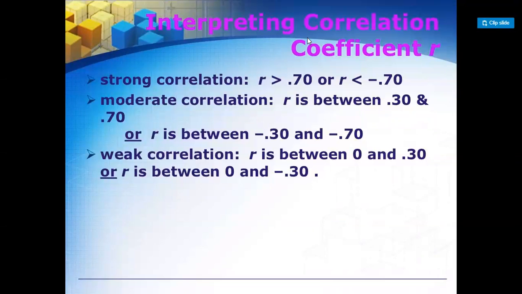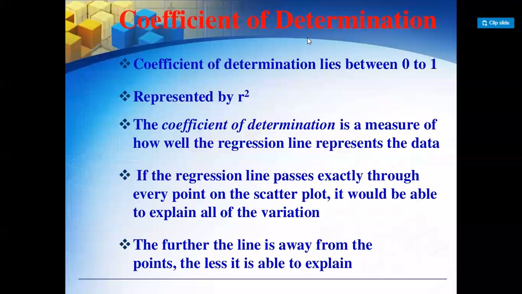Interpreting the correlation coefficient: a strong correlation is greater than 0.7 or less than minus 0.7. Moderate correlation is given here. Weak correlation is also given here. The coefficient of determination is also given here.